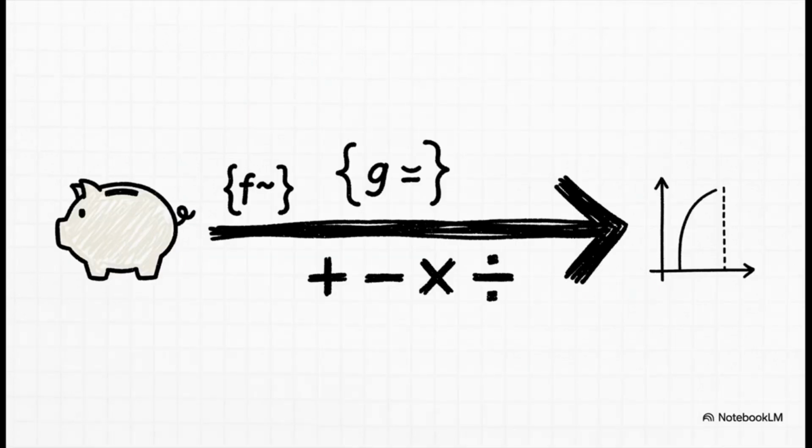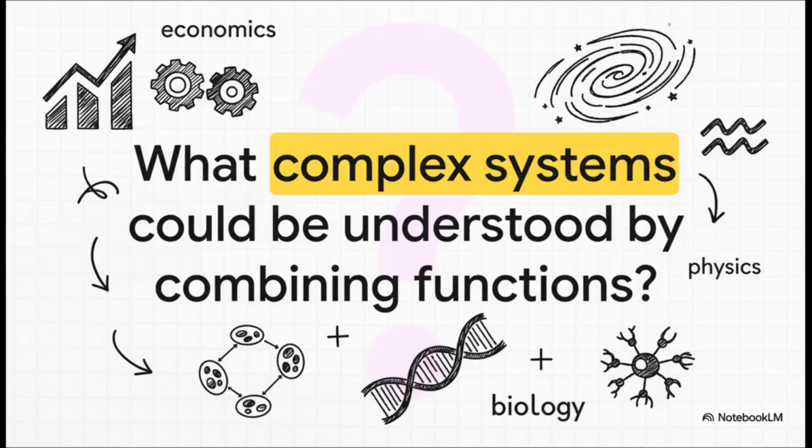So there we have it. We started with a simple business idea and went all the way to a visual test for graphs. The biggest thing to take away from all this is that you now have this powerful new ability to take simple building blocks and construct and understand much more complex functions. And that kind of leaves us with one final thought, doesn't it? We used a business example, but think bigger. What other complicated systems out there, in economics, physics, maybe even biology, could we understand a whole lot better if we just figured out how to break them down into their simple combined functions?